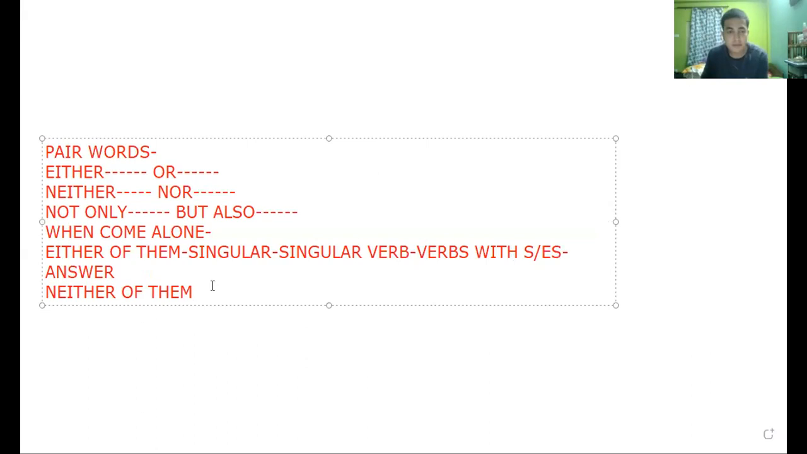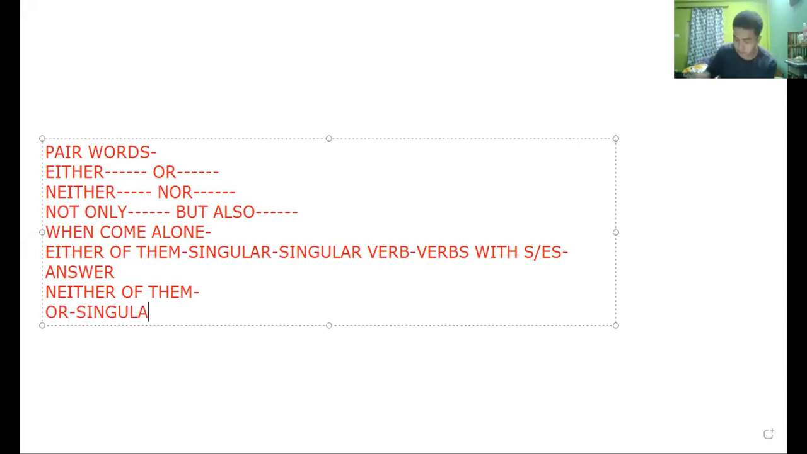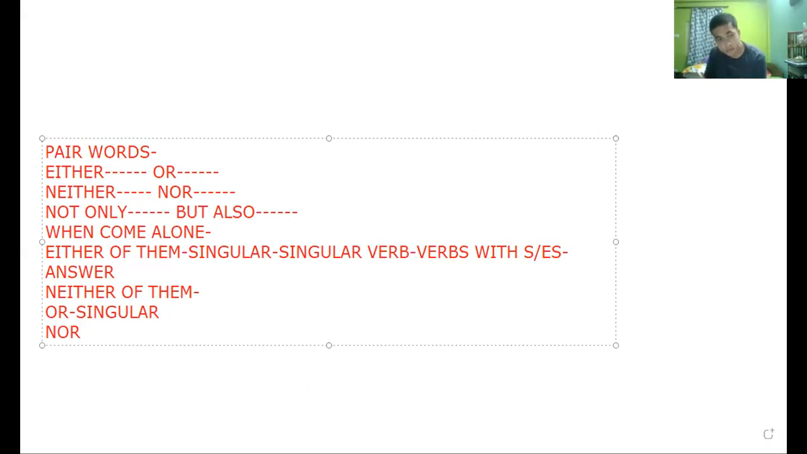This of them doesn't matter. Yes. So when it comes alone, this is also the same structure. Or even the other one: if or comes alone, what to do? This is also singular. See. Or even nor comes alone, what to do? This is also singular. Or there is no alternative at all. See, this is also singular. Okay. So, N-O-R, nor. So, this is also singular. See. So, this is the way that we have to do this.